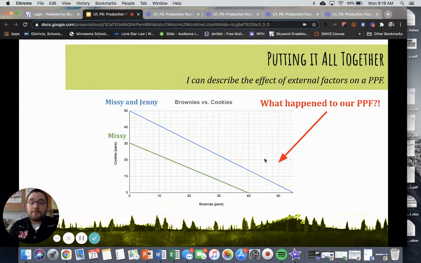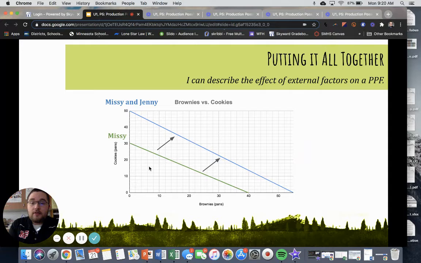Okay, so let's take a look. What happened to our PPF? We saw when we first plotted Missy in our first example that we could make a maximum of 30 pans of cookies in our shift if that's all we did. But with Missy and Jenny, we can make 50, right? So our PPF, did it go inward, did it go outward, or did it stay the same? Well, looks like it went outward. It moved from the left to the right, okay?